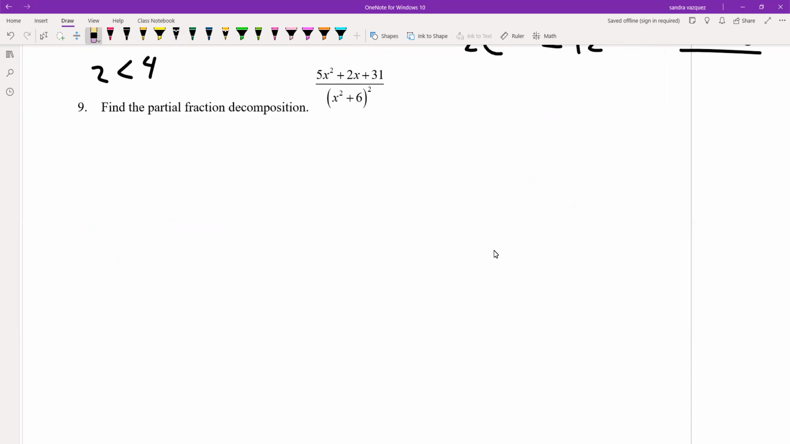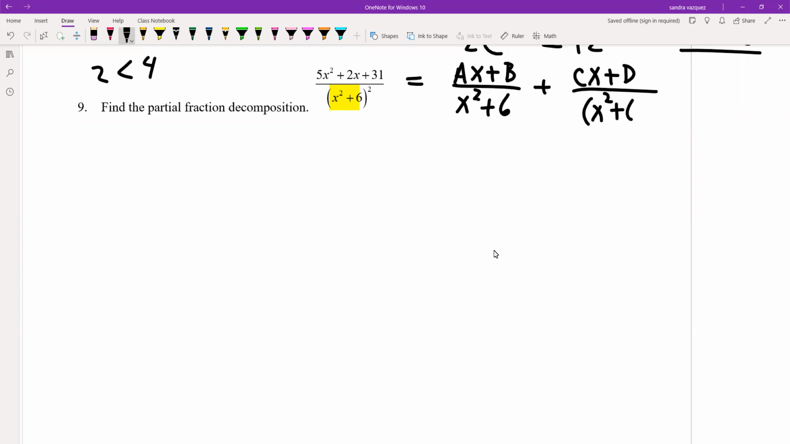Okay, x squared plus 6, I cannot factor no more. So this is quadratic. Quadratic, irreducible, we can no longer factor it, and it's also repeated. Okay, so in this case, this will be ax plus b over the first one, x squared plus 6, plus cx plus d over x squared plus 6 squared.